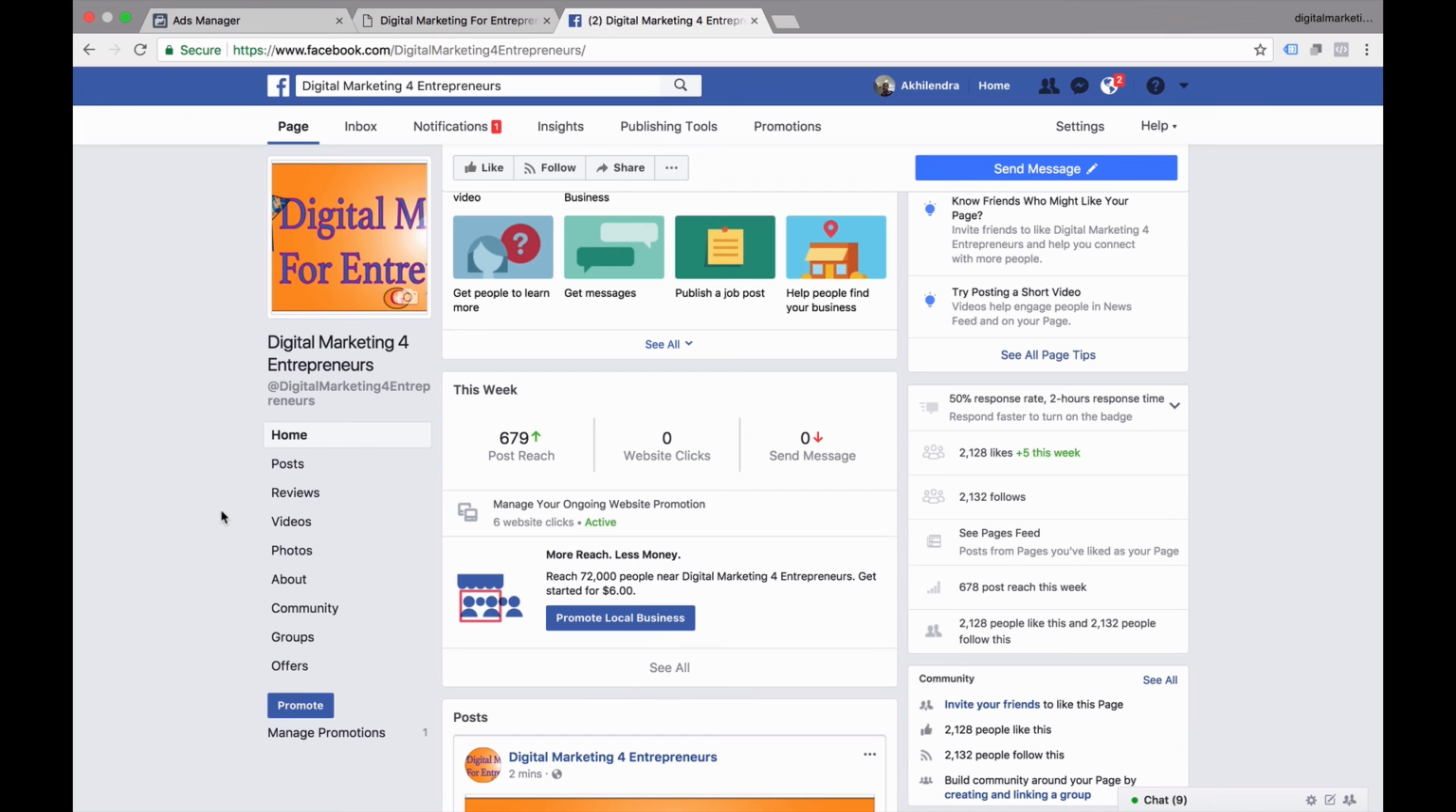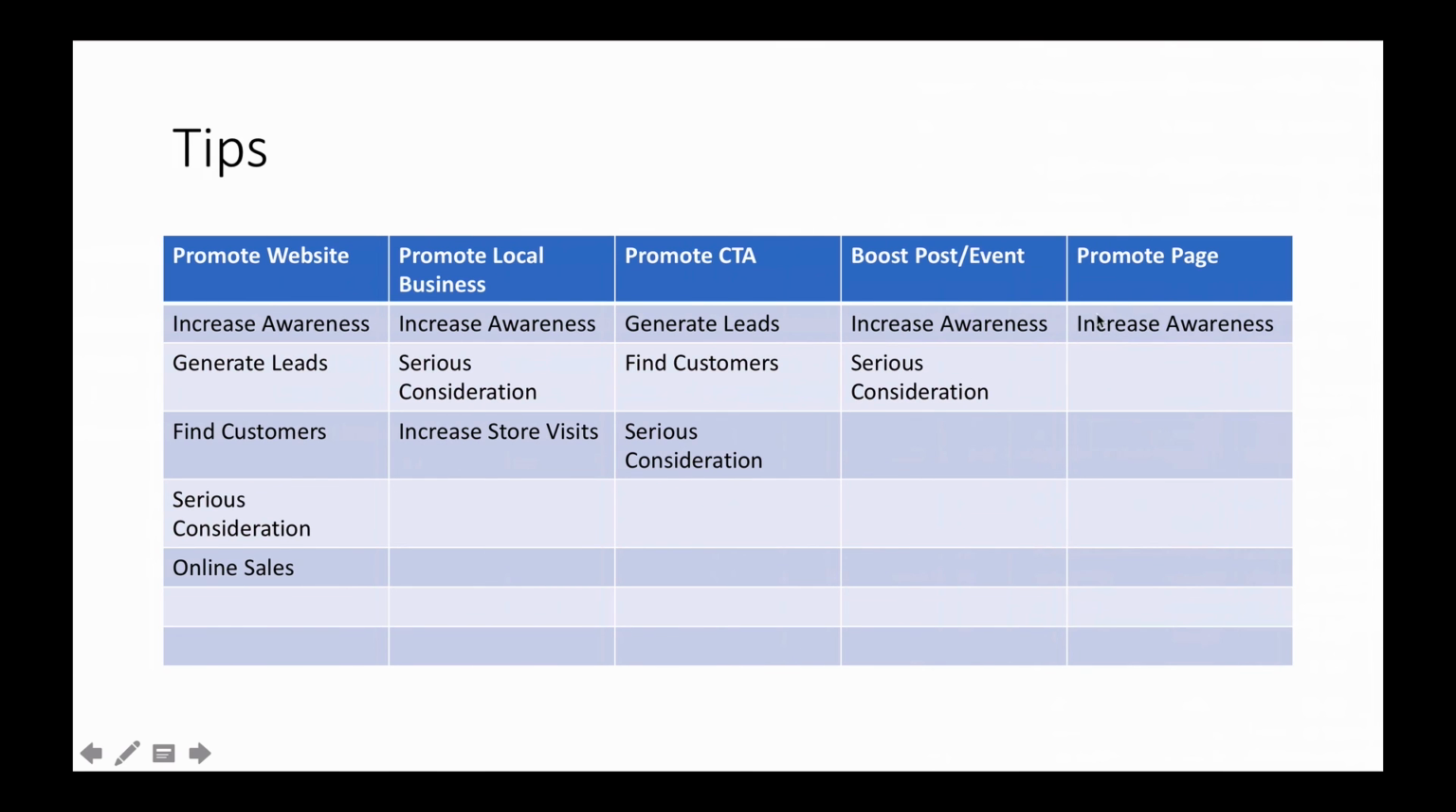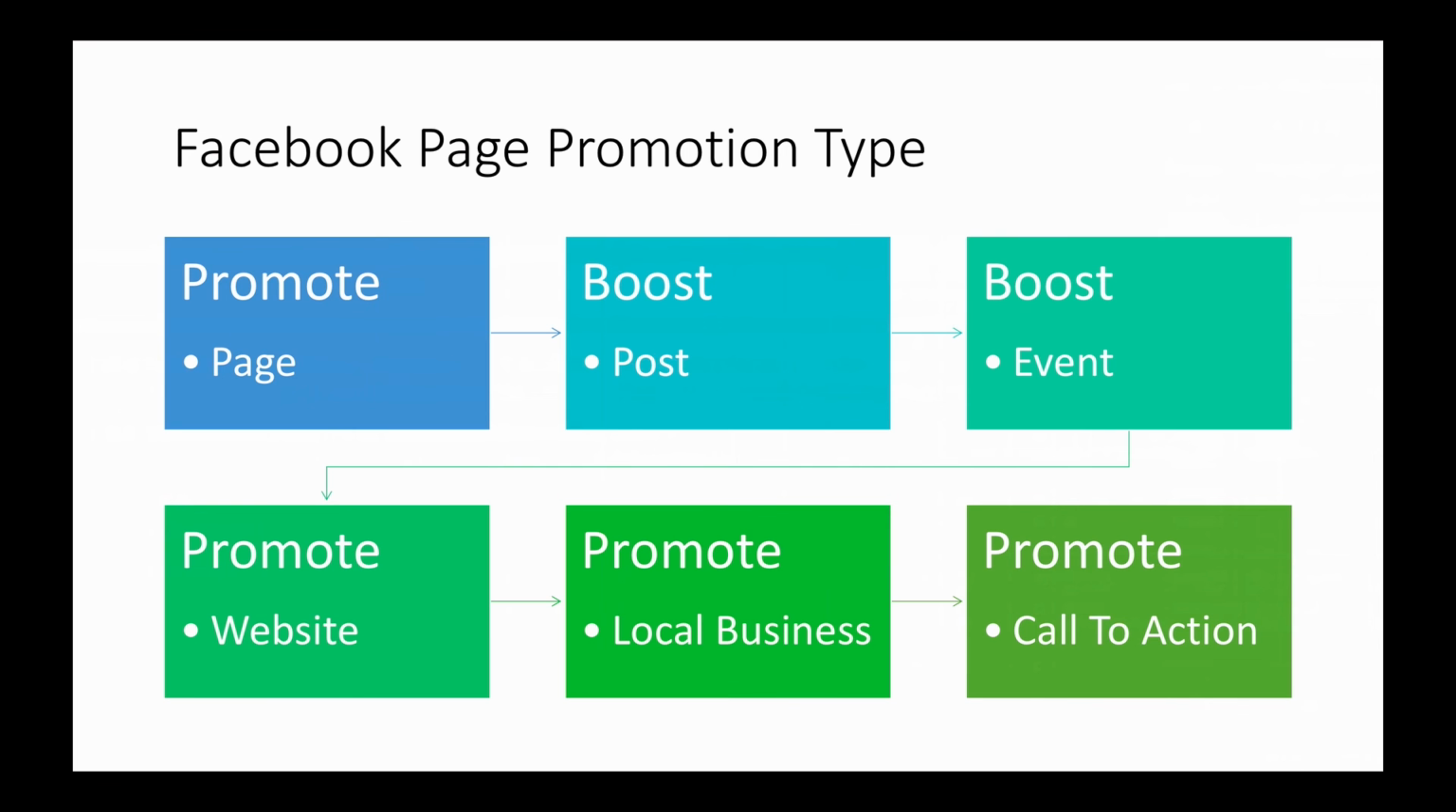We have multiple options, and whenever you get confused, come back to this slide, and this will provide you information about what kind of options can be used under what kind of circumstances. And again, if you have any question, post your questions to Facebook group. I will try to answer that. And remember, these are the types which are available to us, so we can promote our post, event, page, website, local business, call to action. And this is a very good way.